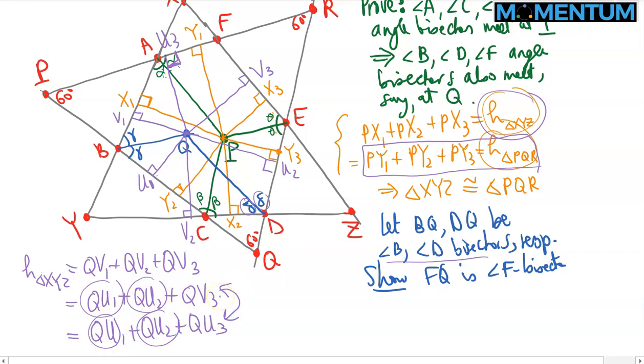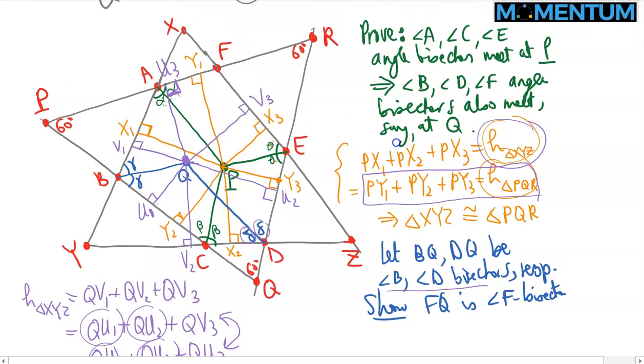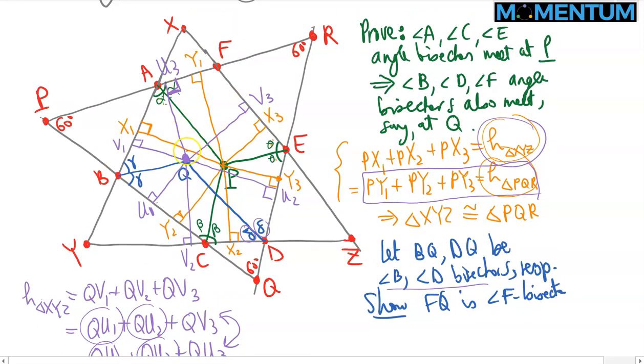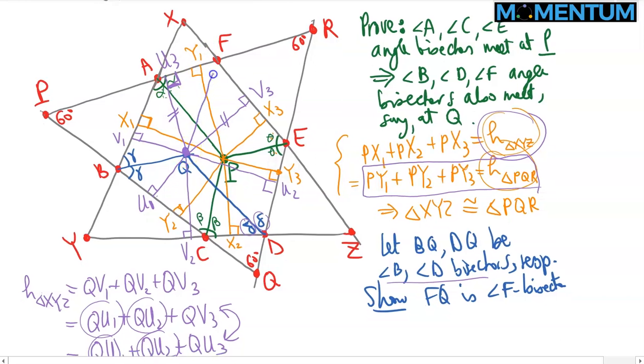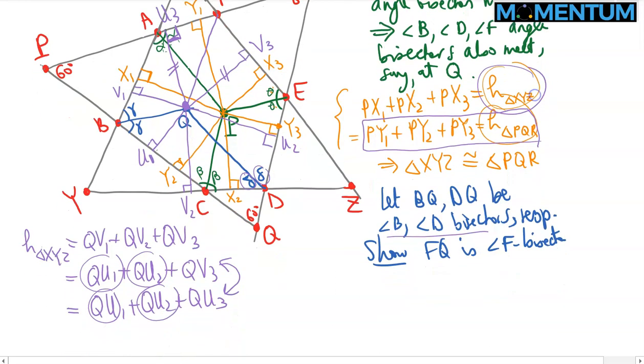But how did I define QV3? I just dropped a perpendicular from the point Q to the side EF, and dropped another perpendicular from the point Q to the side AF. Now we are saying these two are equal. The only way these two can be equal is if QF is indeed also an angle bisector, implying that QF is the F angle bisector. And that's it. That solves this really nice problem.